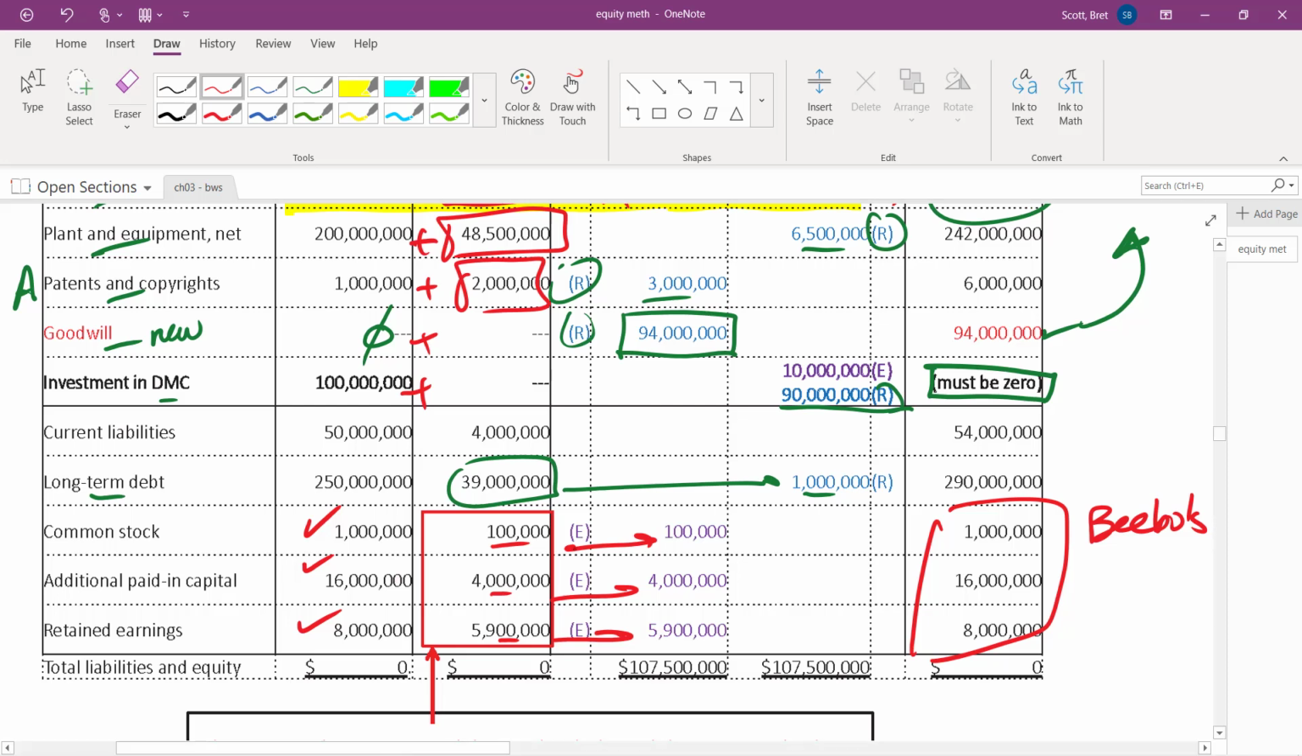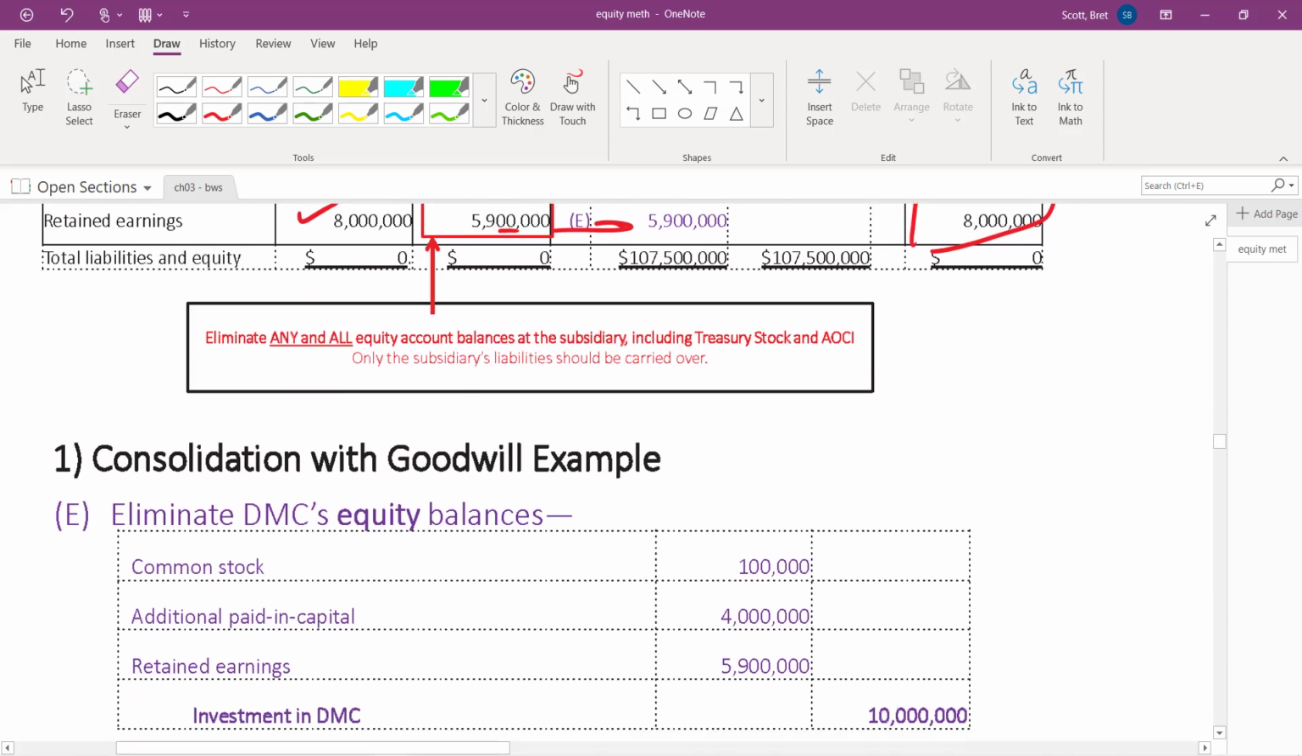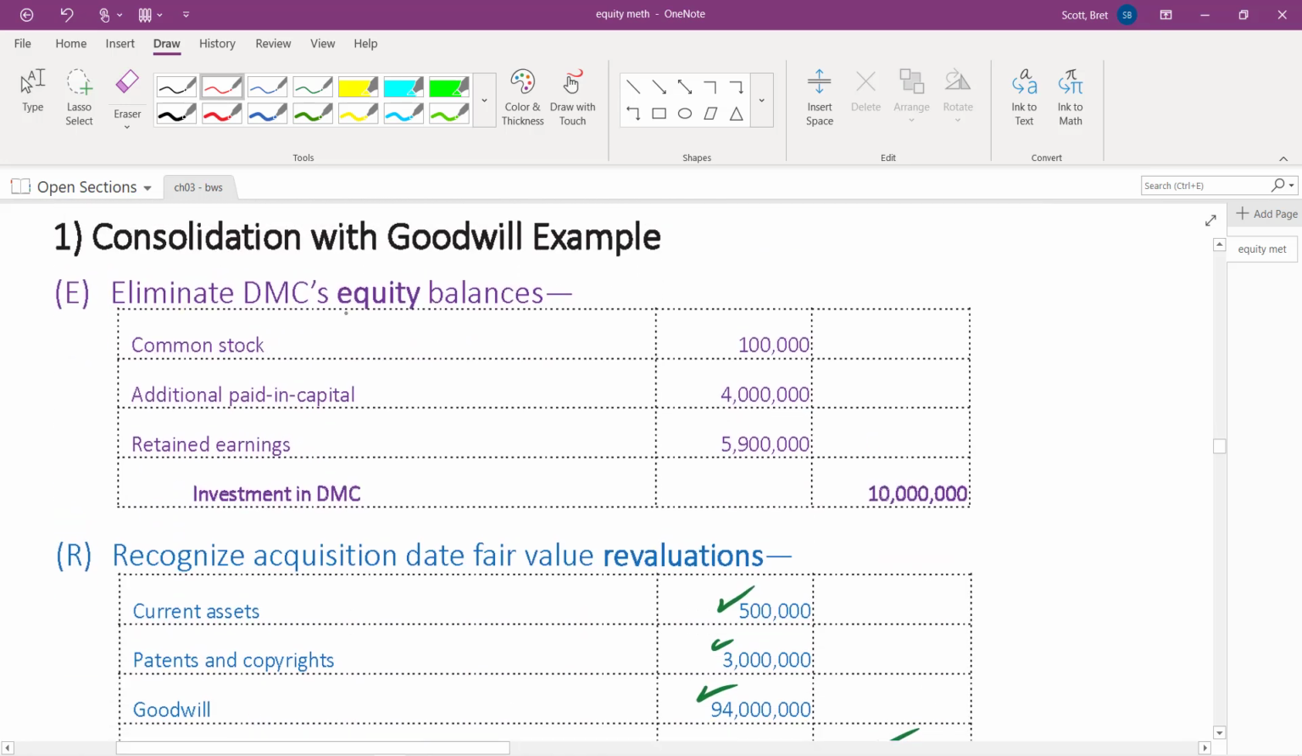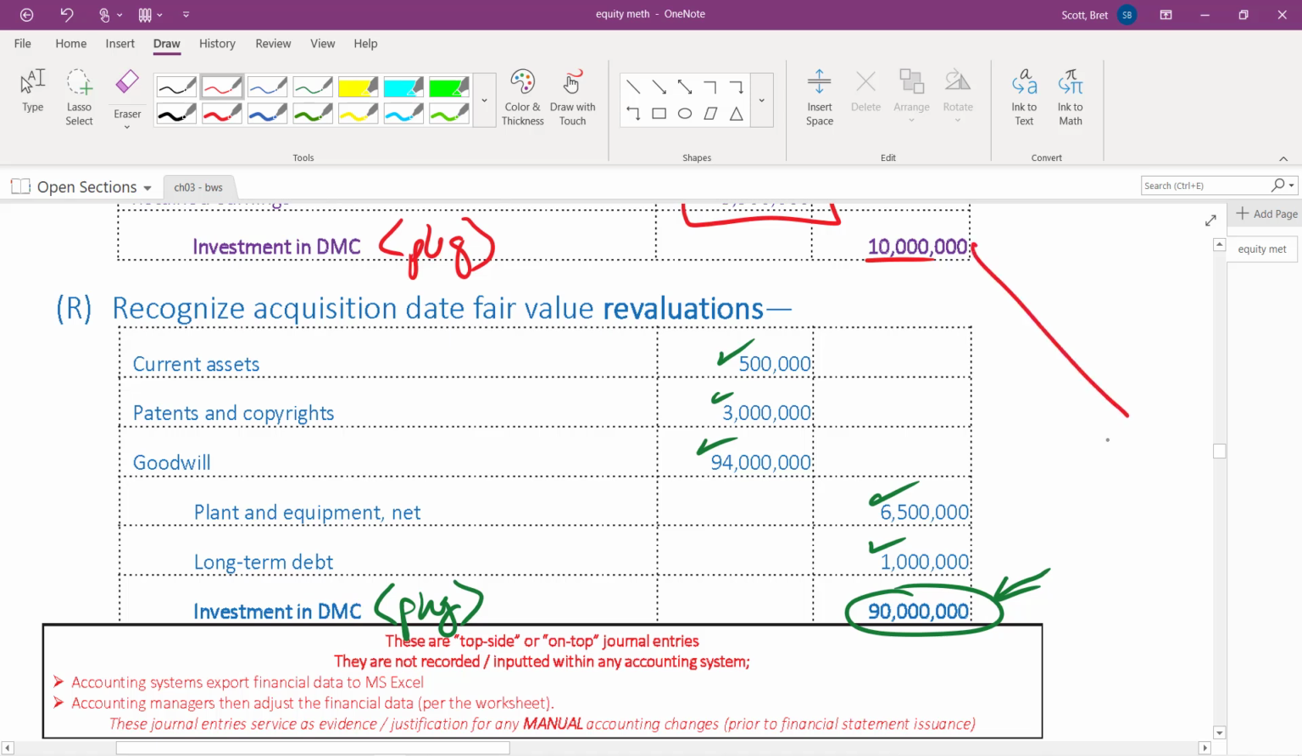So the E journal entry is pretty simple. If we go down a little bit to DMC's E for the equity balances, we are debiting all the credit balances away. Common stock, APIC, retained earnings. Those are all credit balances. We're just straight up getting rid of them. And what's the plug? The plug is, you guessed it, investment in DMC. And when you do this, you can see two credits to the investment account. That gets rid of the full $100 million in the investment in DMC.